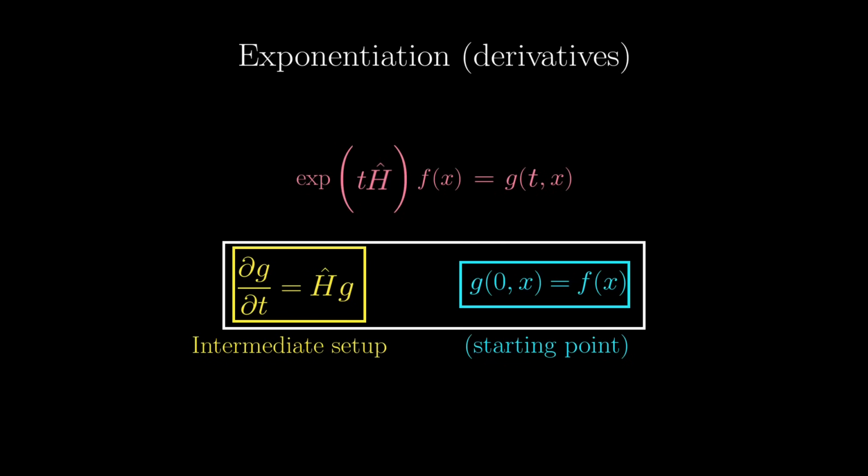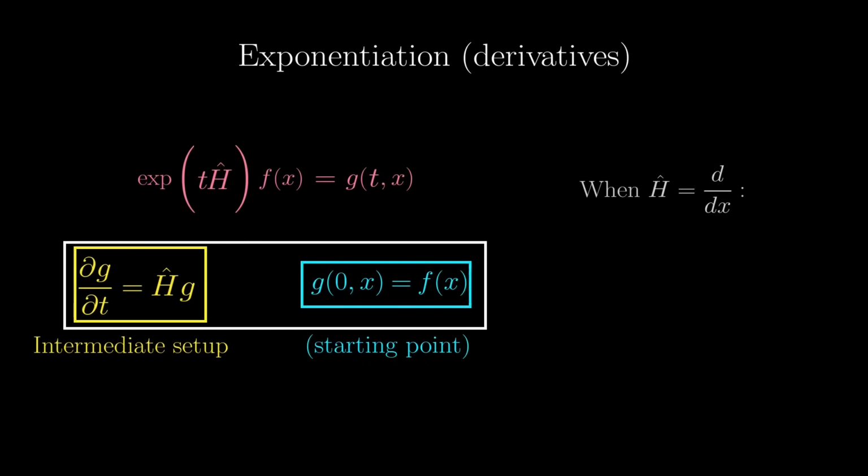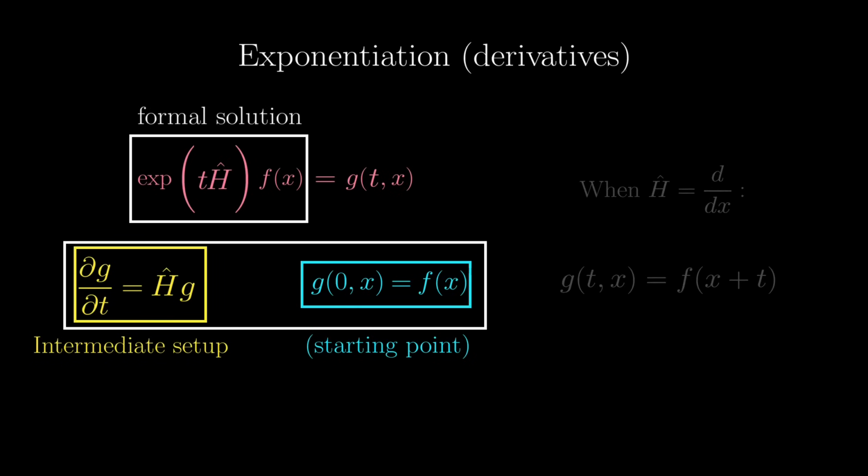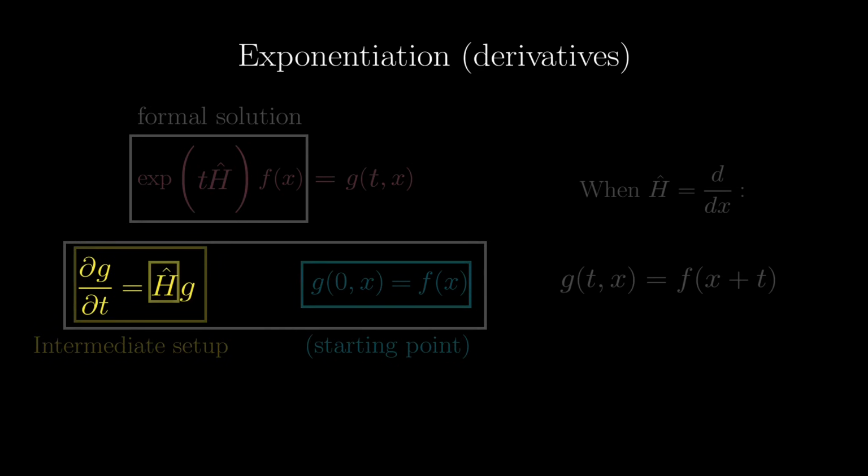Now, throughout this chapter, we focused on the case when the operator is d/dx, and this differential equation has a simple solution: g of t,x equals f of x plus t. However, for a general operator H-hat, there might not be such a simple solution. In this case, the exponential of t H-hat acting on f of x works as a formal solution, so that you don't always need to write down the full set of equations and initial conditions just to refer to this function g of t,x. Just a word of warning though, this H-hat should be independent of t.